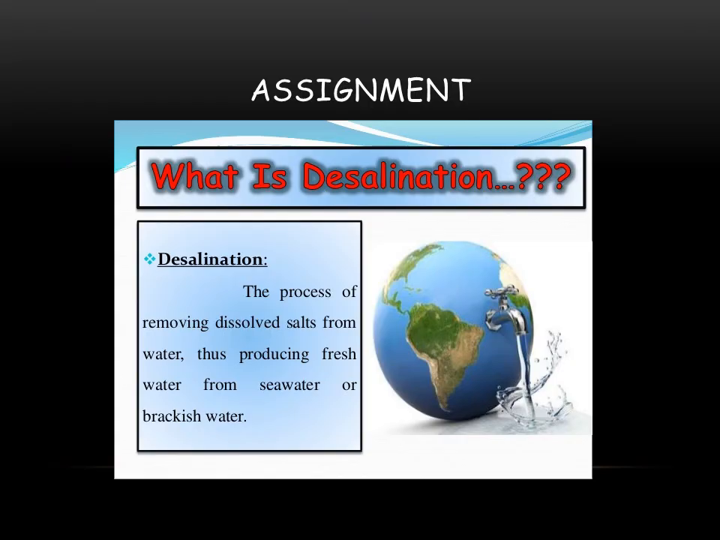So here is your assignment. The first question is, what is desalination? And the answer is, desalination is the process of removing dissolved salts from water, thus producing fresh water from seawater or brackish water. Brackish water means water that contains salt.